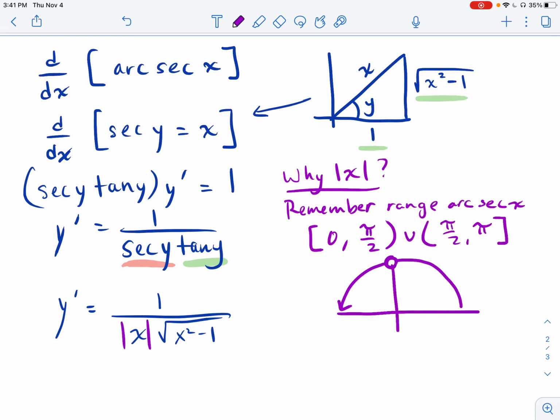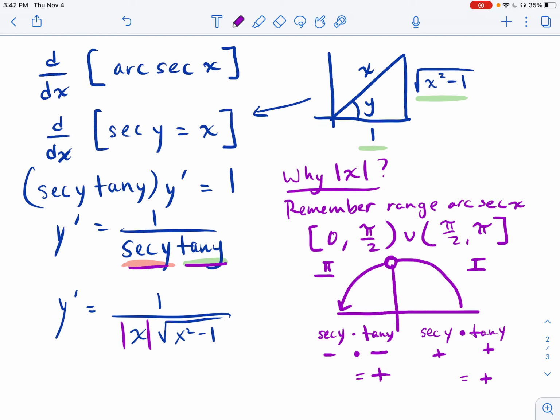And the point here is that I want to emphasize that the angles that come out of arc secant are angles that exist in quadrants 1 or 2. And in these quadrants, secant of y and tangent of y must have the same signs. Let's think about that. In quadrant 1, secant is positive and tangent is positive. Well, we're multiplying secant by tangent. So secant times tangent is always going to result in a positive value. What about in quadrant 2? In quadrant 2, secant of y is actually negative and tangent of y is also negative. So a negative times a negative, this also is going to result in a positive value.